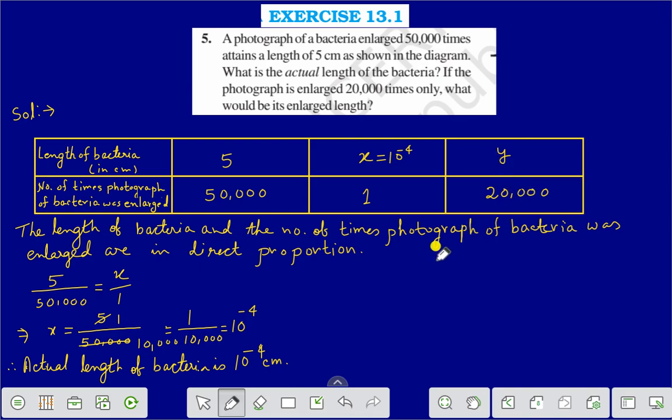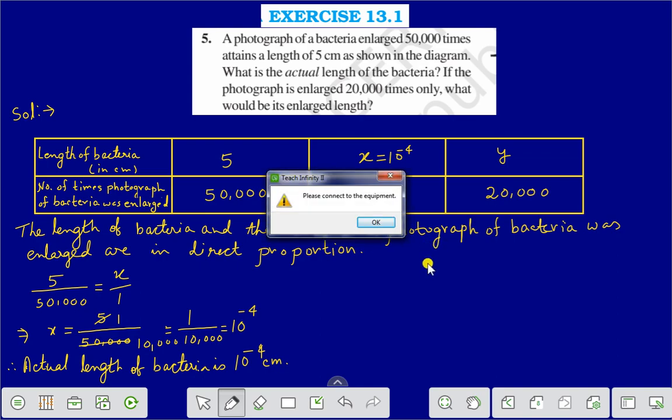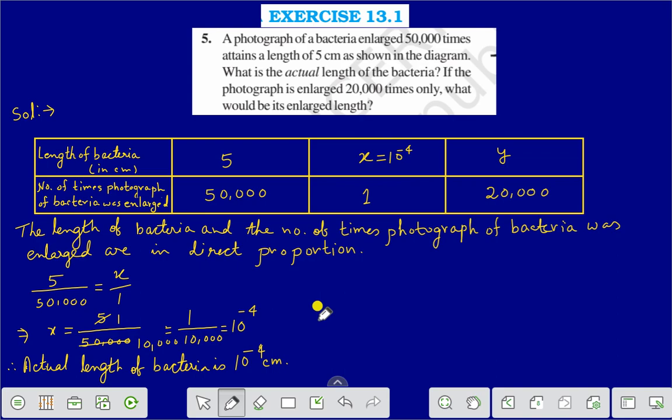length? If the photograph is enlarged 20,000 times, what would be this enlarged length? Let us find. Since they are in direct proportion, you can write here as 5 by 50,000 is equal to y by 20,000.